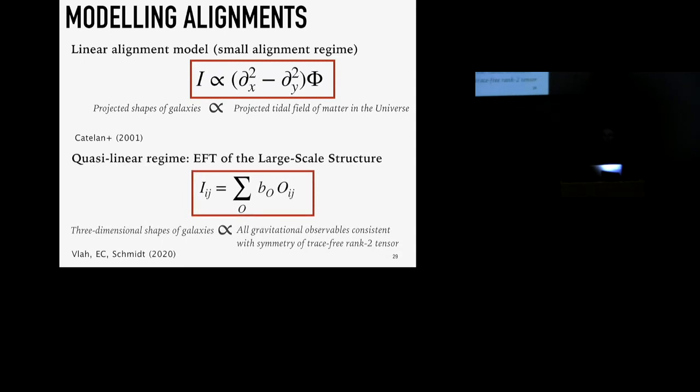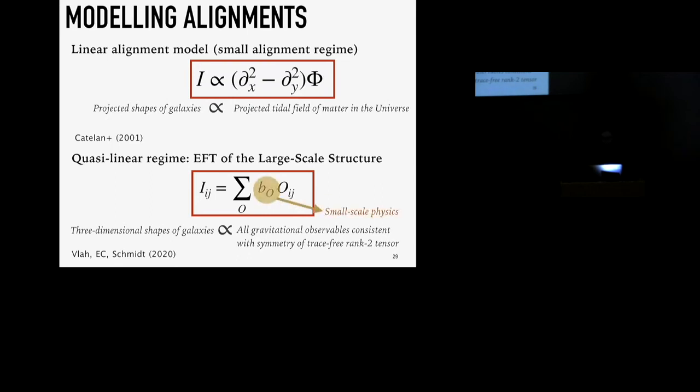One of the things that we've been looking into is how to develop an effective field theory of the large-scale structure, which is a bit like a perturbation theory approach, where you can expand the shape of a galaxy into a series of operators with bias parameters. And these operators are all the operators that are consistent with general relativity and that have the symmetry of a galaxy shape. So it's a symmetry argument by which you say, what are all the terms that I can put in that are consistent with the shape of a galaxy?